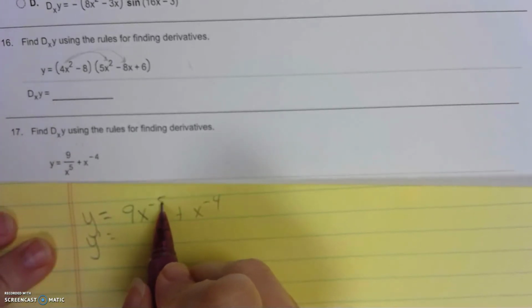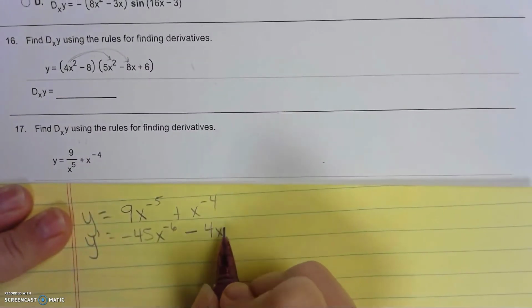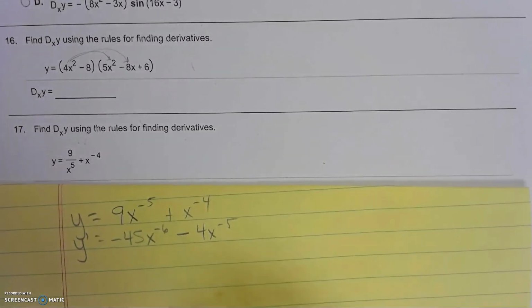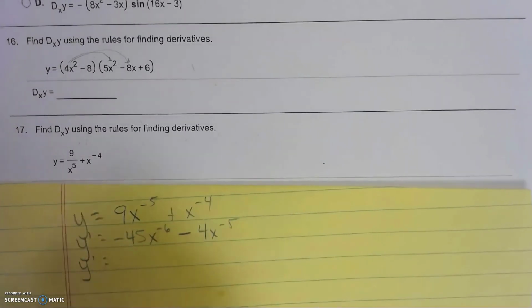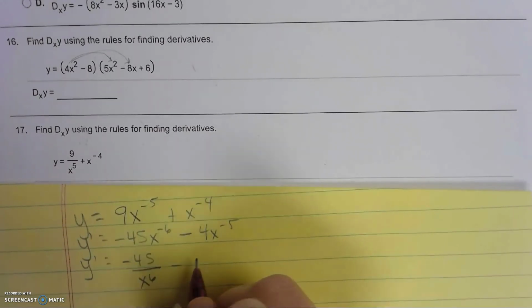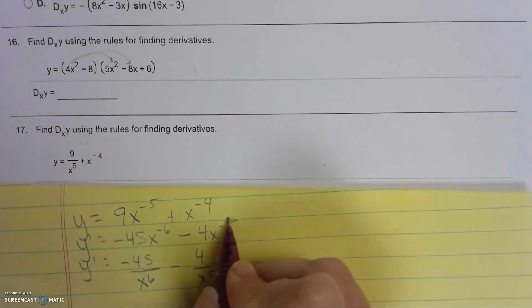So negative 5 times 9 will be negative 45. Remember, we're subtracting 1, so negative 5 minus 1 is negative 6. Then this will become minus 4x to the negative 5. Now usually we don't leave negative exponents, but I believe that my math lab will let you leave them negative. But if you choose to change them back to positive, you're going to drop them to the bottom. And remember, you're just dropping to the bottom what has a negative exponent, and those are just the x's.